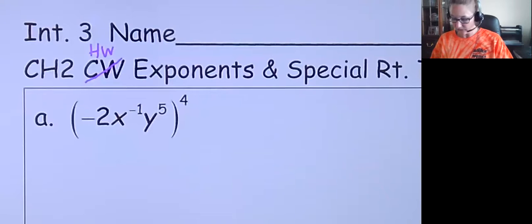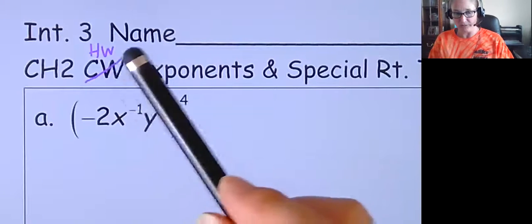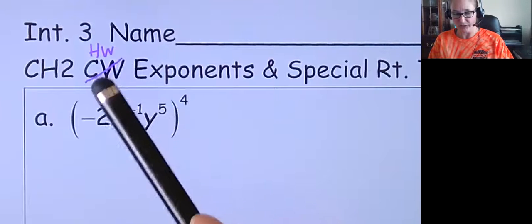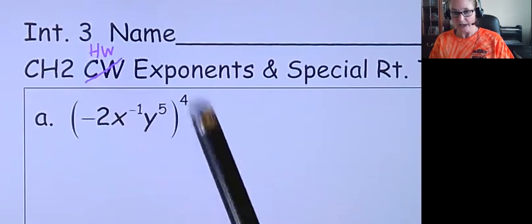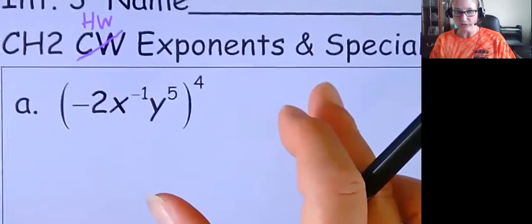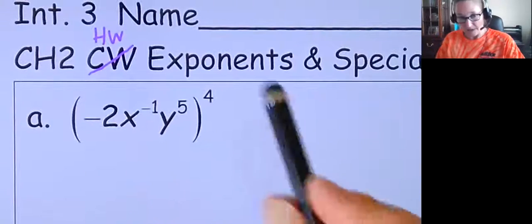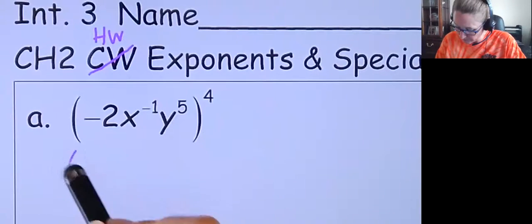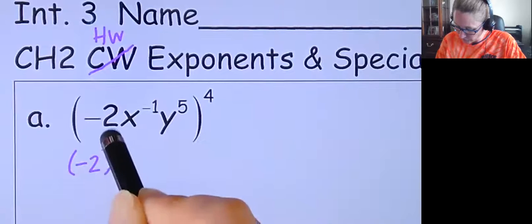So this one is on the chapter 2 homework. On the worksheet, it might have said classwork here by mistake, but it is the homework one, exponents and special right triangles. So on this first problem, everything's being raised to the power of 4, so I'm going to have a -2 raised to the power of 4.